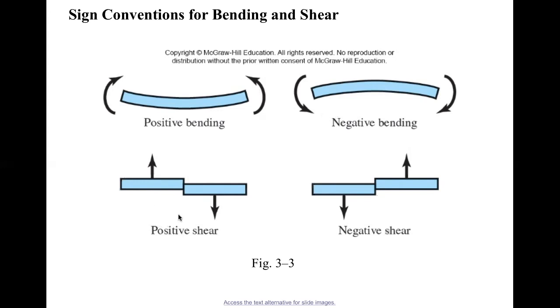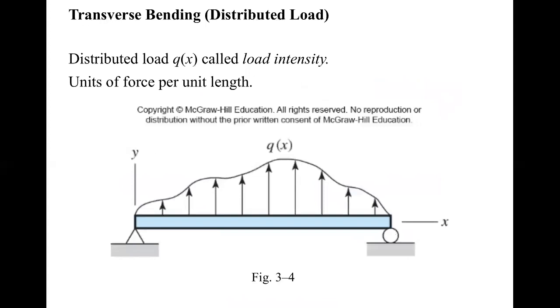If you look at the shear, this is a positive shear, and this is negative shear. If you cut the beam somewhere here and take the left portion, we'll assume going upwards is positive and going downwards is negative. Again, as I said, it's just convention. It just depends on who is making the rule. But we constantly follow these conventions.